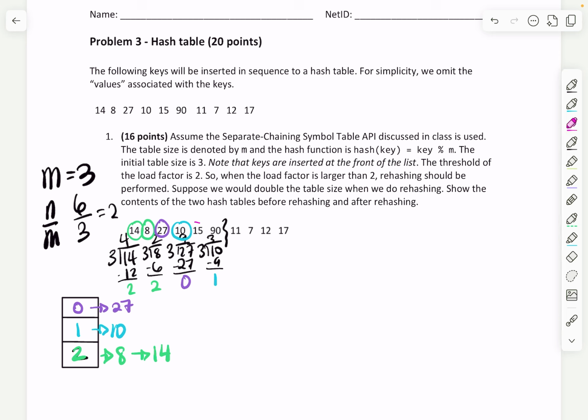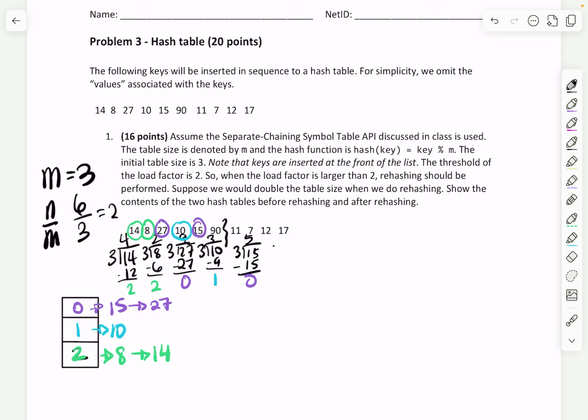Then we do 15. So now it's 3, 15, that's 5, 15, that's 0. So we have 0 again. That's 0. You want to do 15, you want to insert that, you insert it at the front. So you want to go to 0, push it. Push the 27 so that you can be at the front.